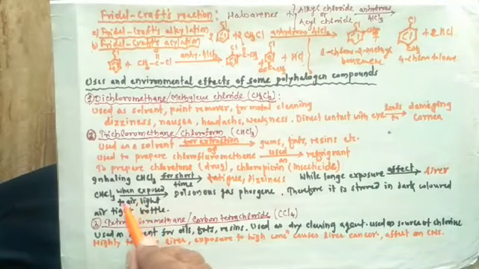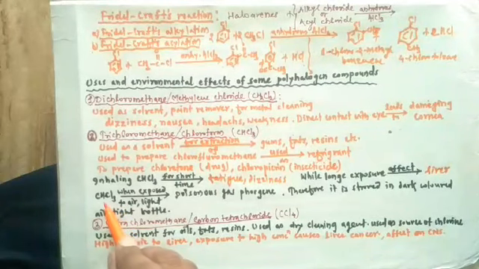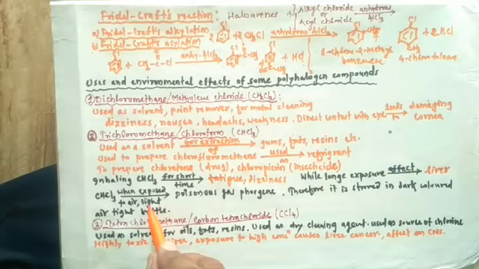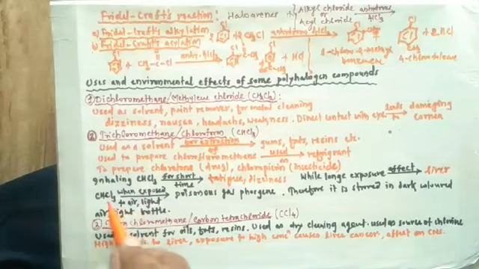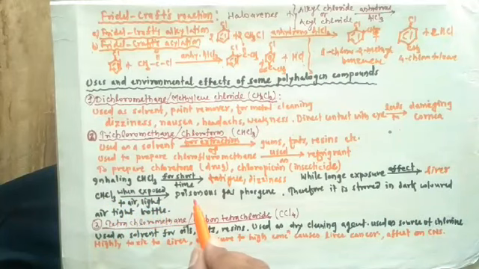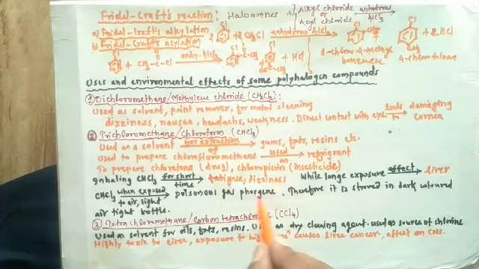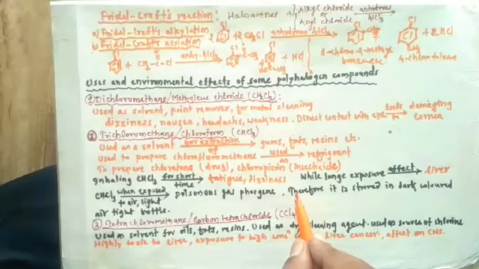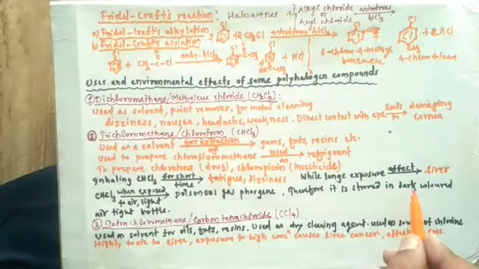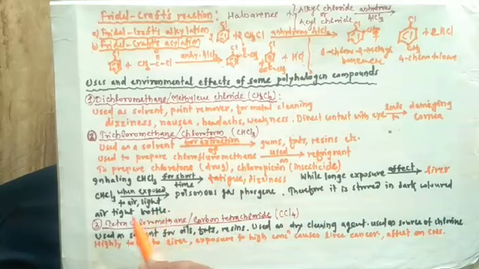Then the next one: when chloroform is exposed to air or light. We are studying the next environmental or hazardous effect of chloroform. So chloroform, when exposed to air and light, gets converted into a poisonous gas called phosgene. Therefore, to prevent it, chloroform is stored in dark amber colored airtight bottles.